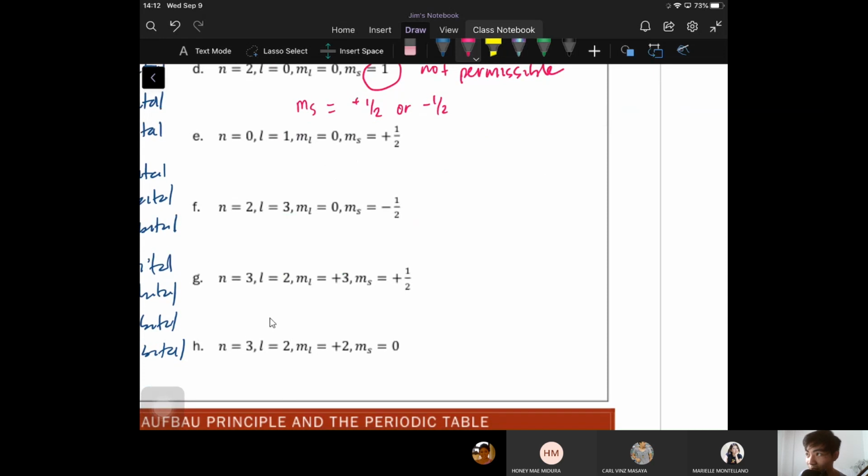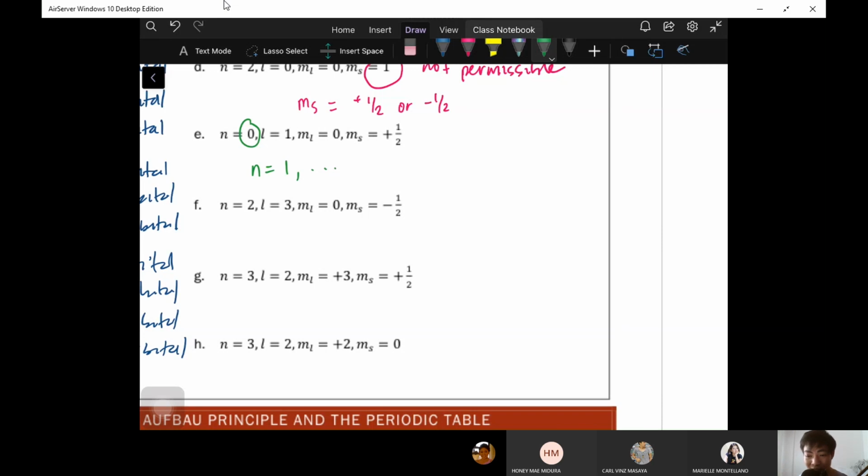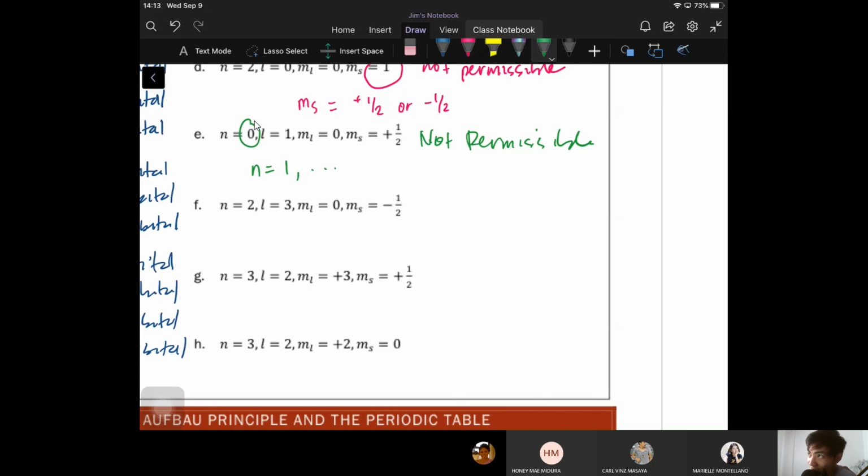Yung iba naman, E, F, G, H. Dami pa. Letter E, permissible or hindi pwede? Not permissible, sir. Bakit po not permissible? Dapat po nag-start yung N ng 1. Ayun. So, N should start sa 1. So on and so forth. Again, kasi kung 0 yan, that means the electron is on the nucleus. Nasa nucleus siya mismo. Hindi ganun yung case, ha? So, walang ganung case. So, that means this is not permissible. So, hindi pwede yan. Yun lang yung mali sa kanya. So, walang electron na nasa loob ng nucleus.